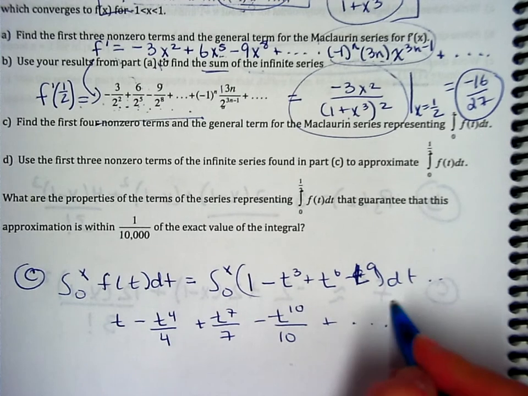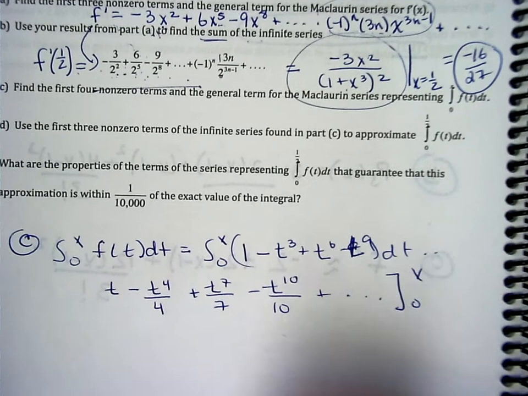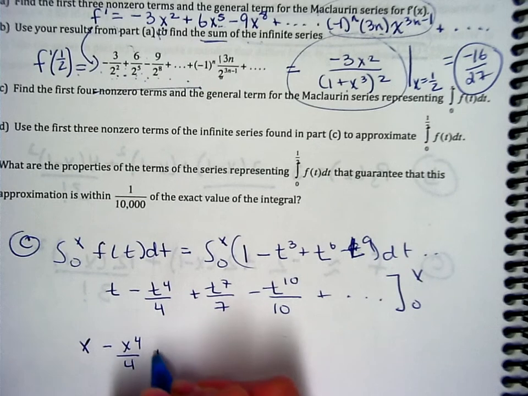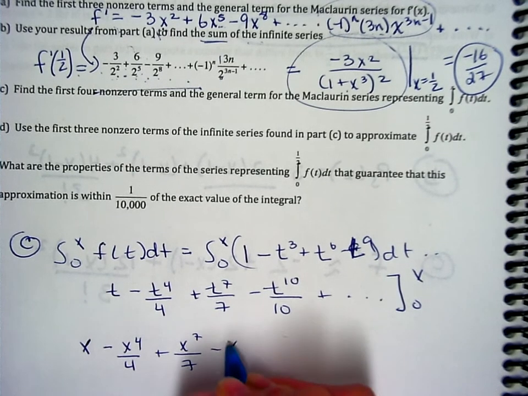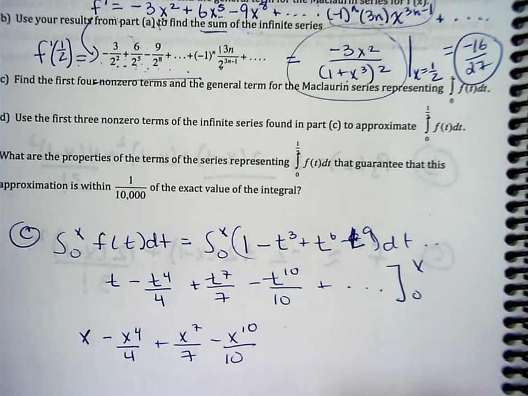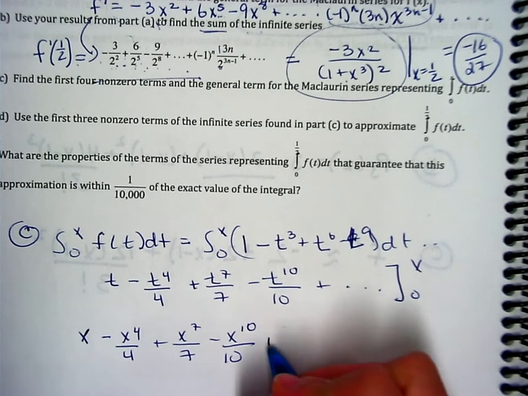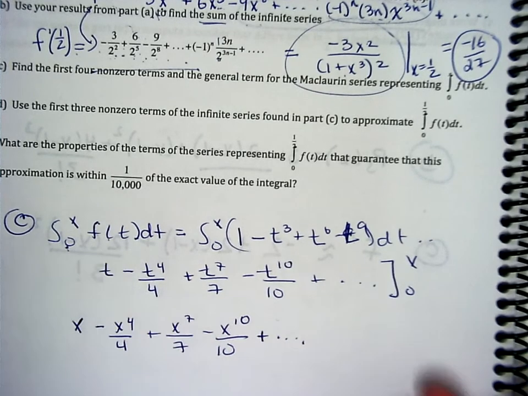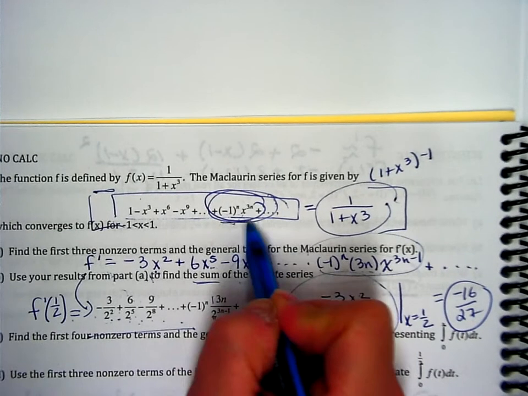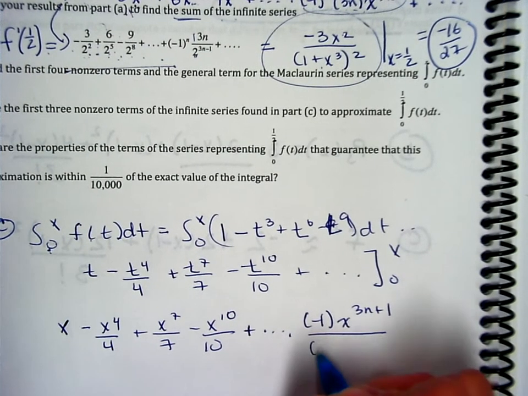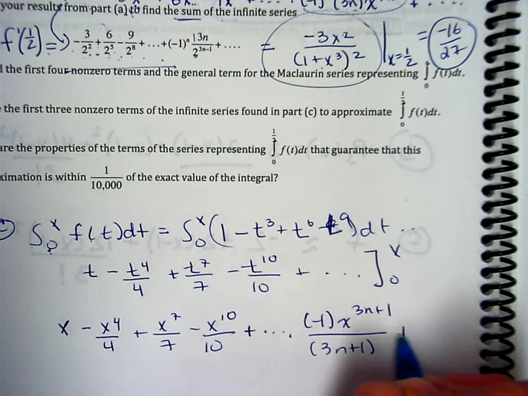And I need to plug in 0 and x, so all that happens is the t becomes an x. So this is my answer. And I know when I plug in 0, all the rest of the terms will be zeroed out. Here are my first 4 terms, dot, dot, dot, and I am integrating the original function f. So I'm going to go back to the original and take the antiderivative using the general term. So add 1, divide by the power, there's my general term, plus dot, dot, dot.